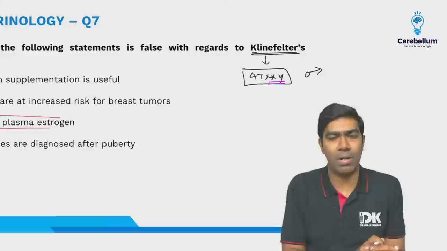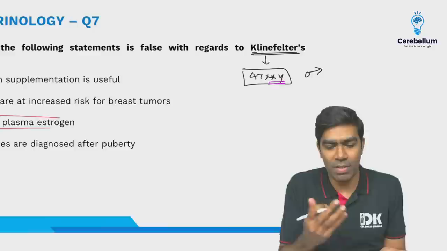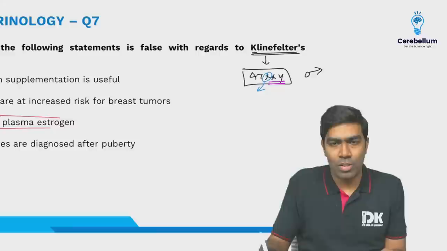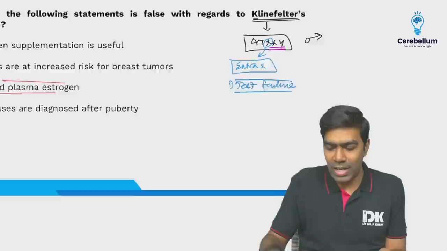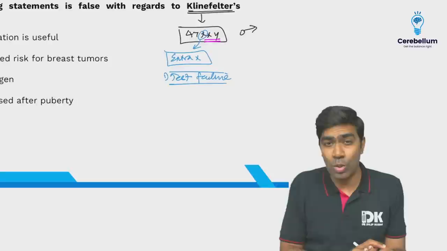So XY means their phenotype will be male only. Because of the additional X, this extra X is going to produce a lot of effects. That's called the extra X effect. The most important effect is testicular failure. So when does the testicular failure occur? Testicular failure usually occurs during puberty. Especially during puberty, that is where you're going to get testicular failure.